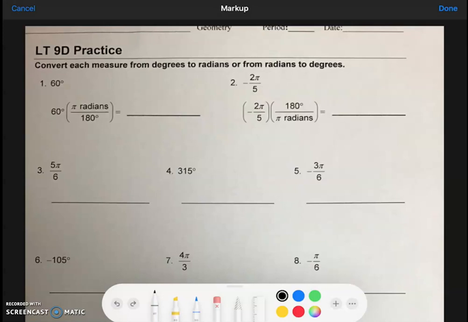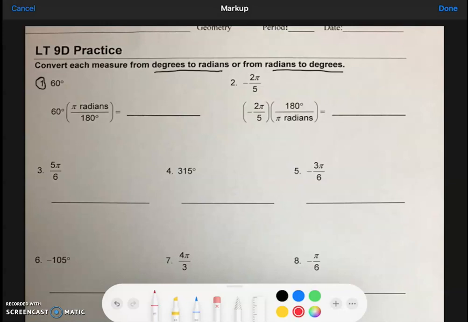Okay, now I'm going to go over how to turn degrees into radians or radians into degrees. So for number one here, we're starting off with 60 degrees, and we're going to want to convert that into radians. What is 60 degrees in radians?